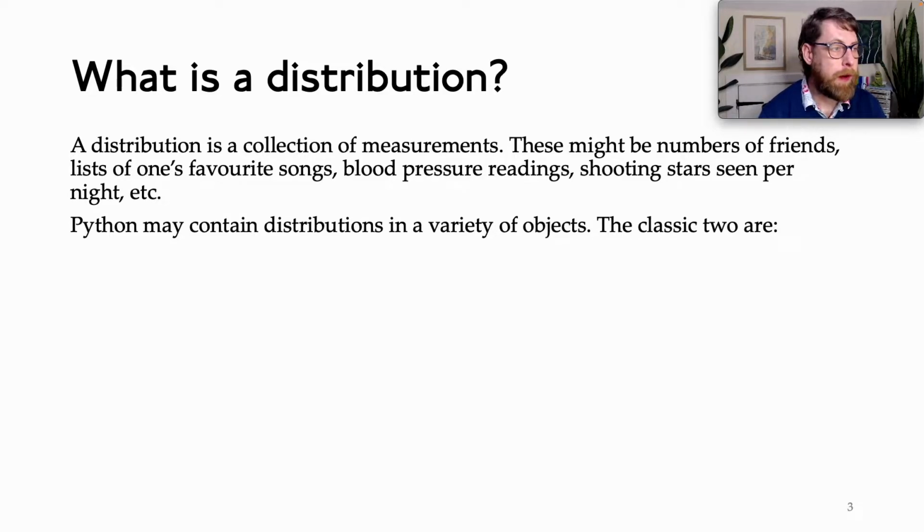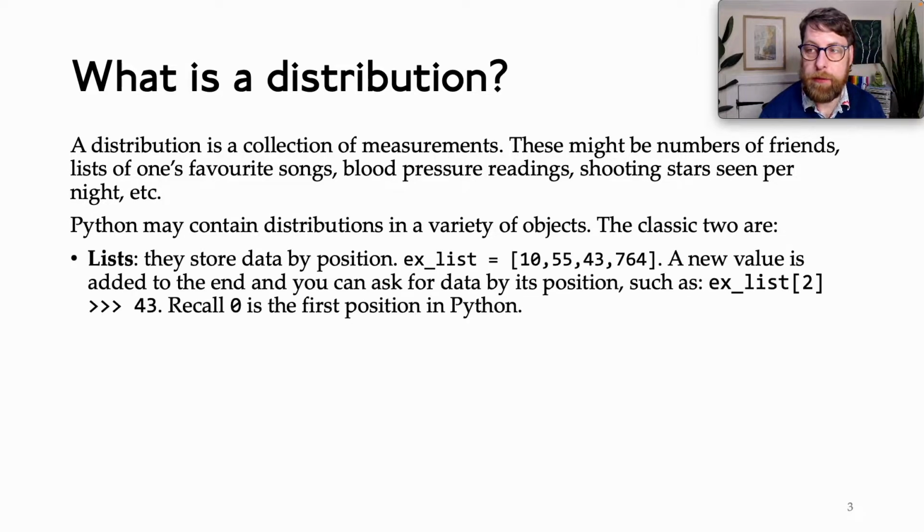So Python may contain distributions of a variety of objects. We can have them in lists. A list is the classic one, and so they store data by position. All right, and we can see this is a list. It's got these square brackets here, and we've got 4 elements in it. And then if you add a new value, you would append that value to the end.